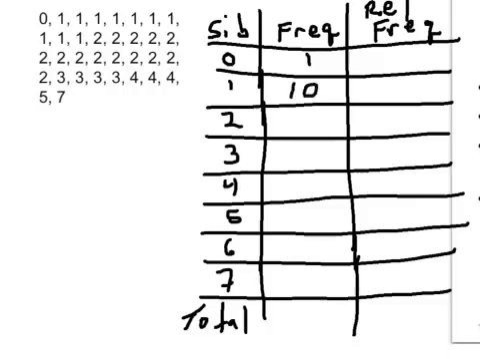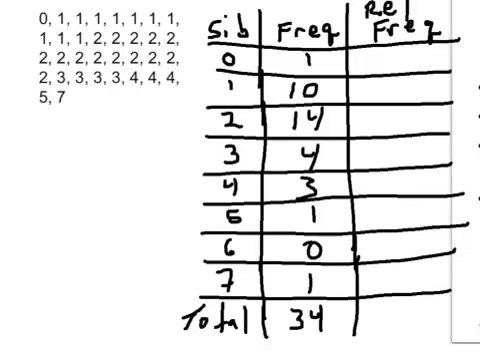Count up all the 2's, we have 14. Count up all the 3's, we have 4. Count up all the 4's, we have 3. Count up all the 5's, we have 1. We have no 6's, and we have 1 7. And again, if we add up the frequency column, this will total out to 34.